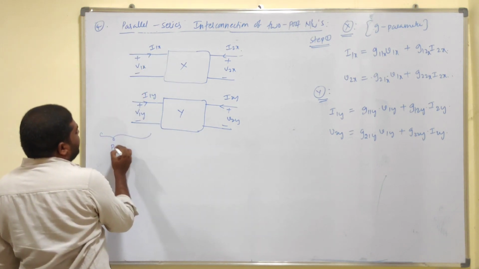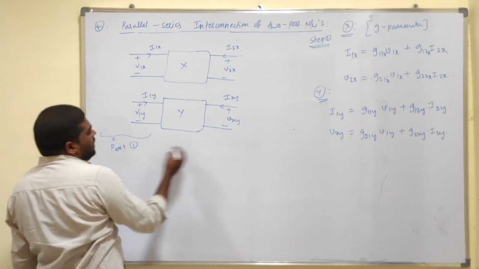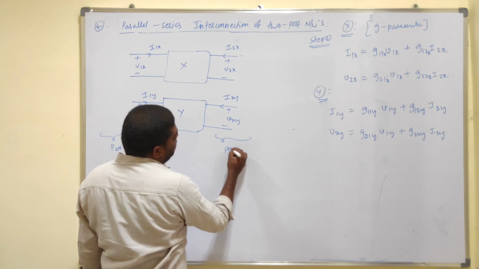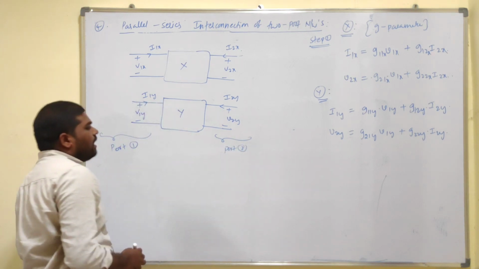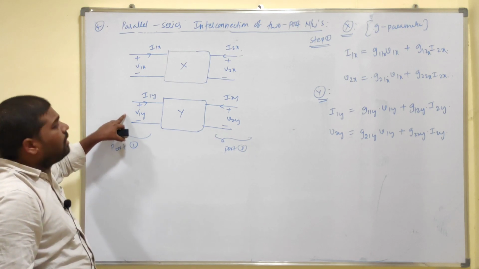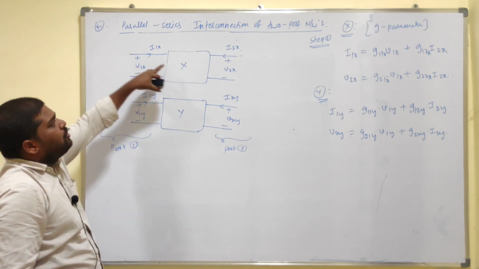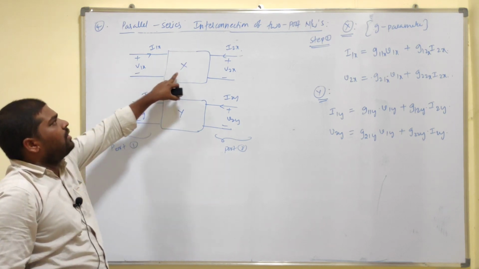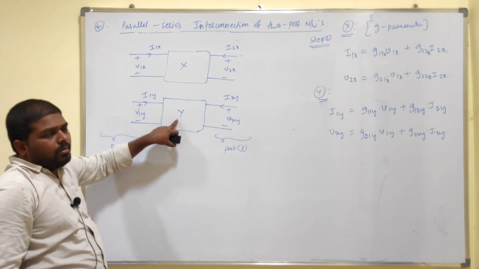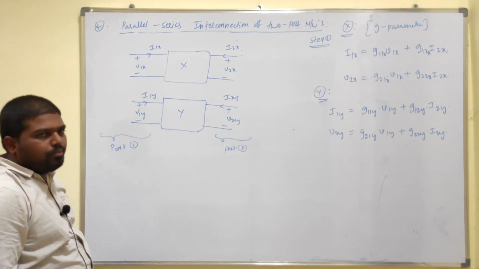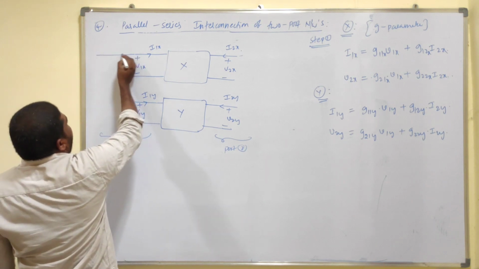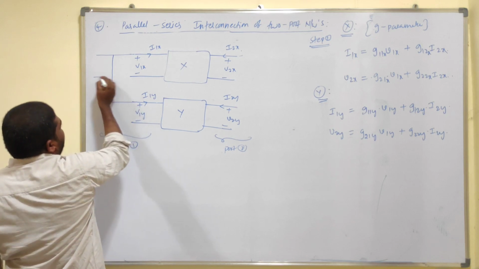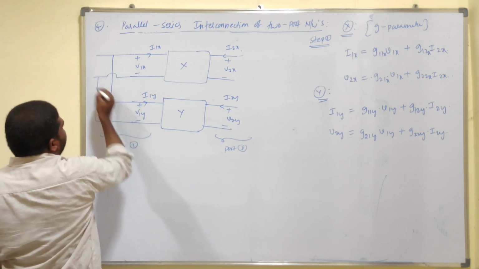And now the fourth possibility is parallel and series connection. That means port 1 having parallel connection and port 2 having a series connection. This is port 2. So how will you make parallel configuration at port 1? The first terminal of x two port network should be connected to the first terminal of the y two port network, and the second terminal of x two port network should be connected to the second terminal of y two port network. Then it will form the parallel connection at port 1. So I have to connect terminal 1 to terminal 1, and similarly terminal 2 to terminal 2.